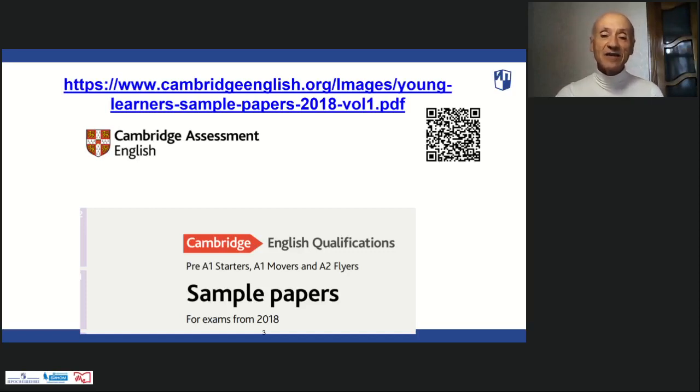And using this link above on the top of the page, you can easily access the sample papers.